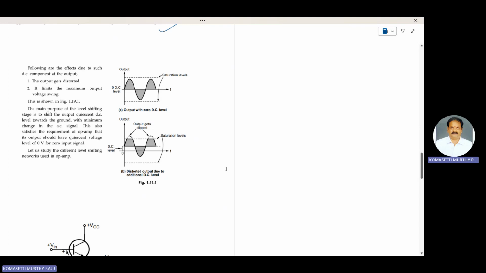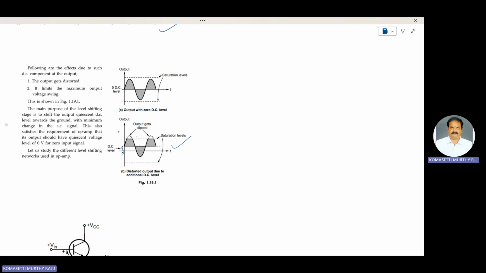The following are the effects due to such DC components at the output. The output gets distorted due to the additional DC level. Due to amplifying of that DC signal, the output waveform is shifted like that. Due to shifting of the DC level, the operating point moves towards the saturation region. Therefore, a clipped output waveform appears like that.